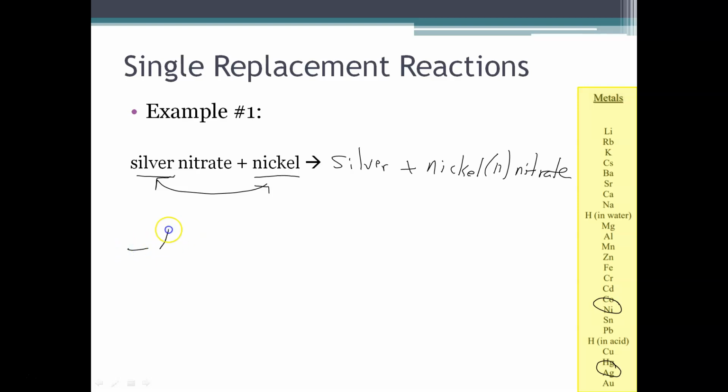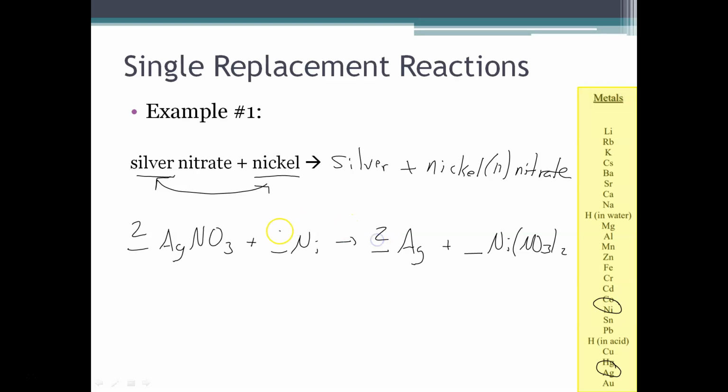Silver nitrate, AgNO3, plus nickel yields silver, which is just Ag, plus nickel 2 nitrate. So that's NiNO3 2. To balance it, put a 2 here, put a 1 there, leave them blank, and you're done. So that's how single replacement reactions work. A couple other little things to talk about here. Let's do a couple more examples.